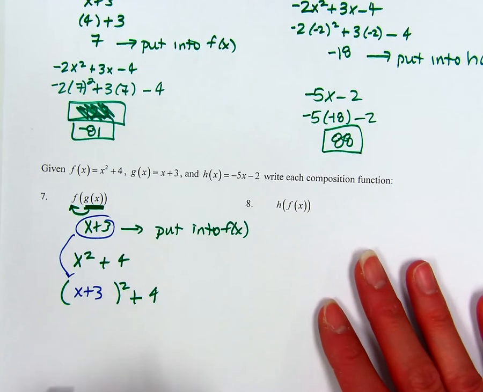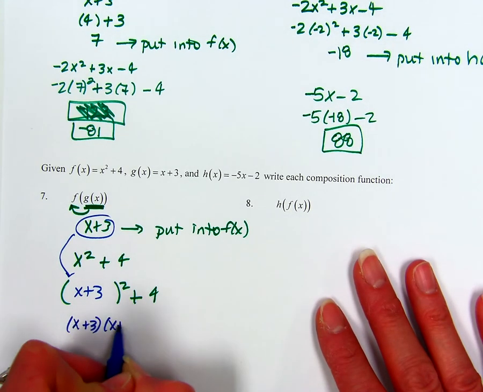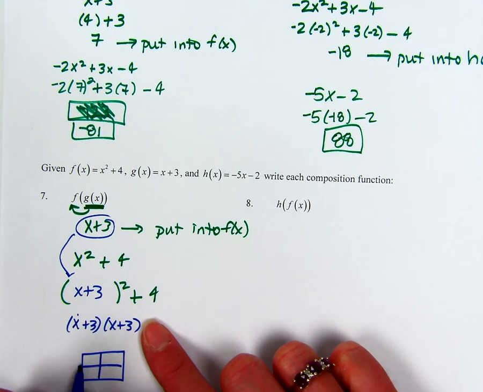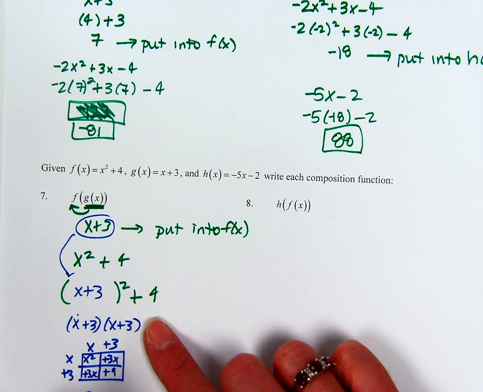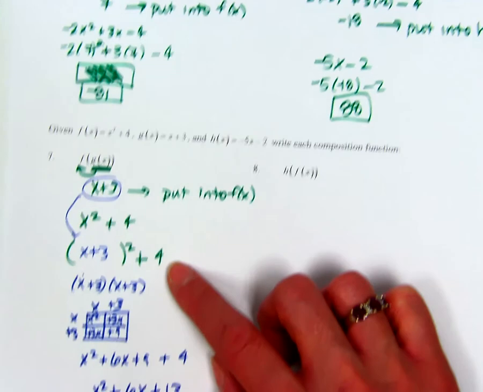Okay, so from here you should know how to do the math. We just need to square something, so we're multiplying it by itself. Okay, so if you need to use the box method, feel free to use the box method. Right, x squared plus 3x plus 3x plus 9. So that's x squared plus 6x plus 9. Right, but don't forget you also still have this plus 4. So really it's x squared plus 6x plus 13.